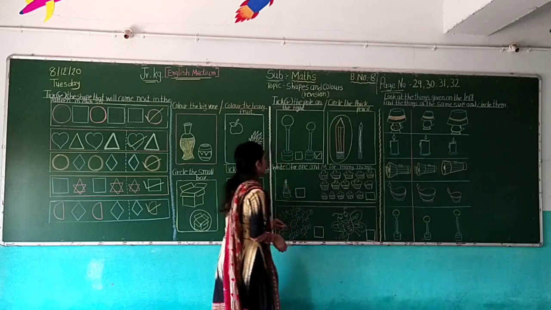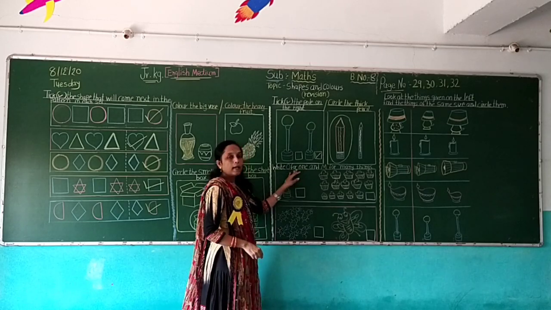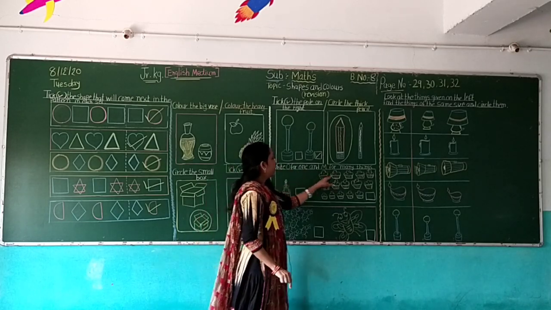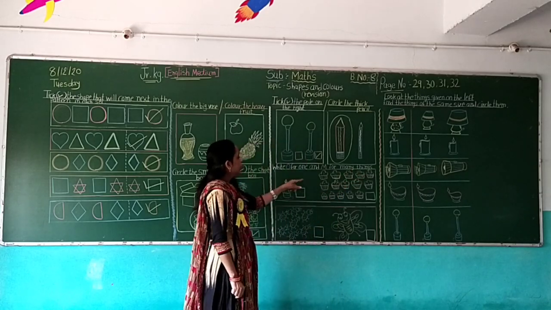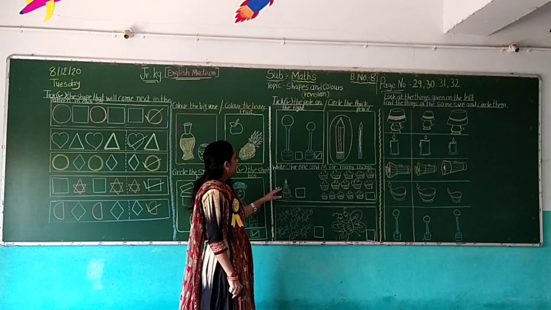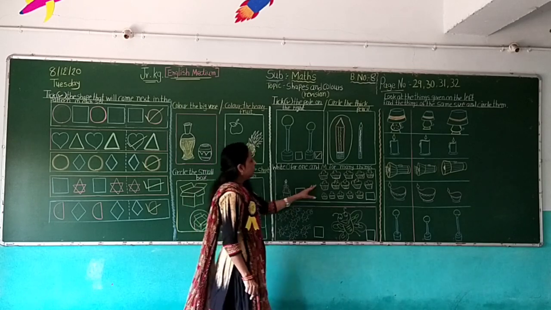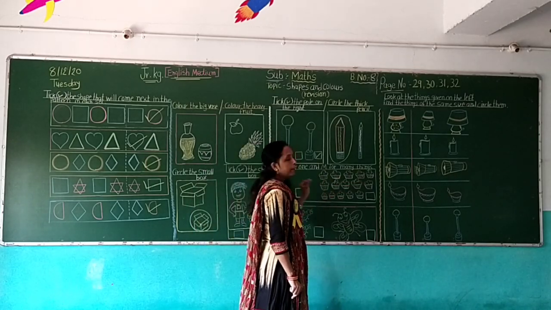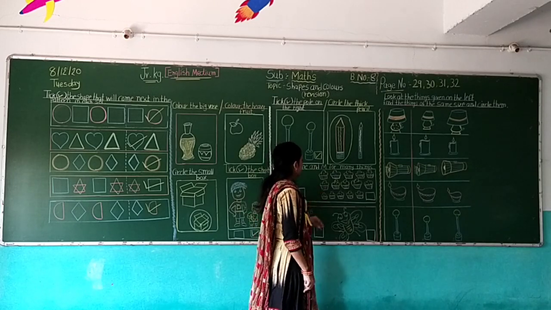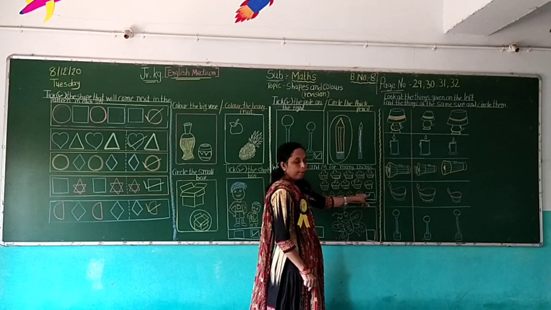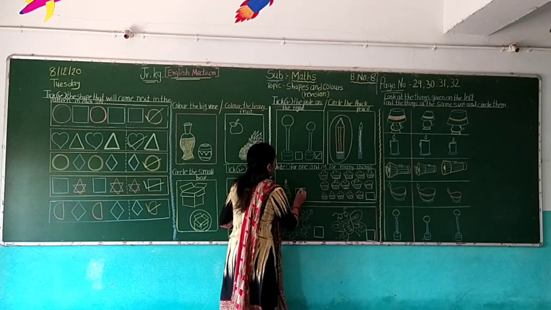Okay. Our next exercise is write O for 1 and M for many things. Okay. So look at these pictures carefully. Here I drew only one cake. So here write O. And look here. Here are many cake cups. So here we tick and write M. Here only one cake. So here we write O.